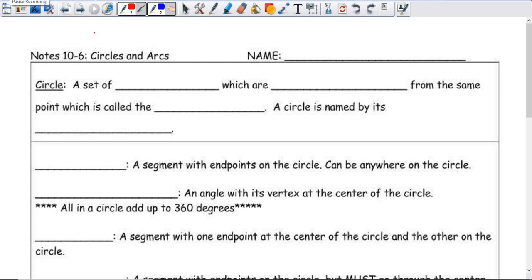All right, we're going to do 10.6, and this is actually also going to include 10.7 as well. So we're getting into our circles unit. So let's define a circle.